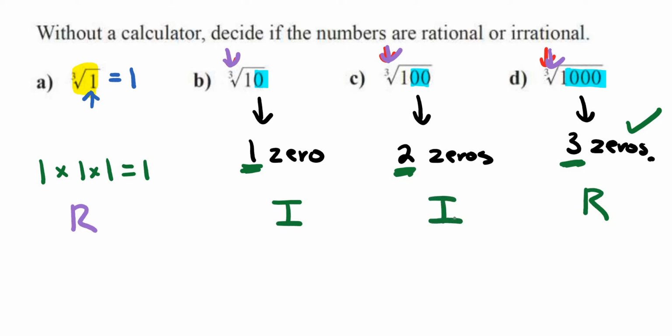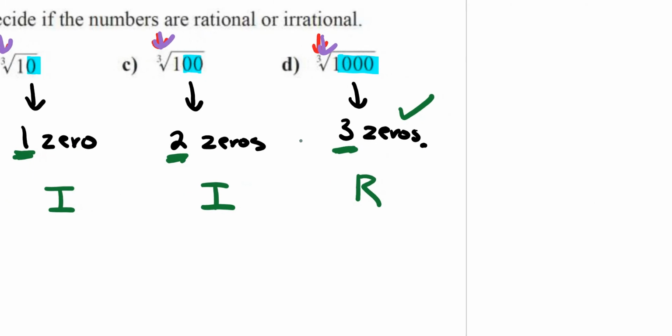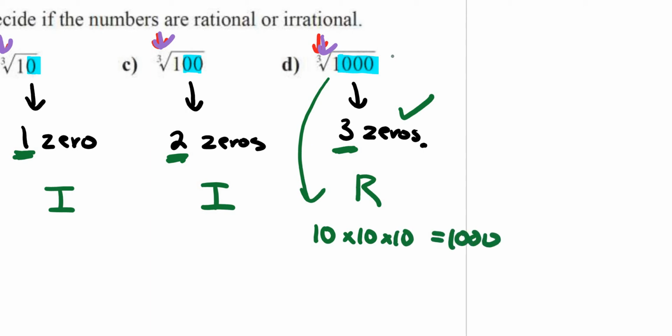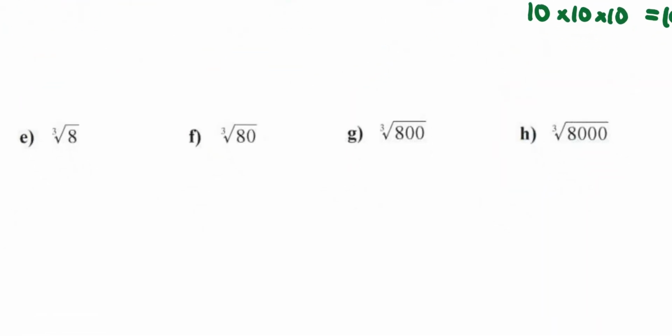All right, so just look for the number of zeros to make sure that it is a multiple of 3. And if you have a multiple of 3, then that means you have a rational number here. And the cube root of 1,000 is going to be 10, right? So 10 times 10 times 10 gives you 1,000. So this answer here is just 10. Okay, let's move on to the next 4.